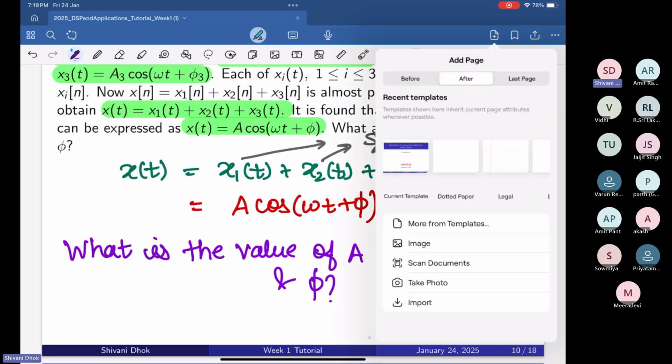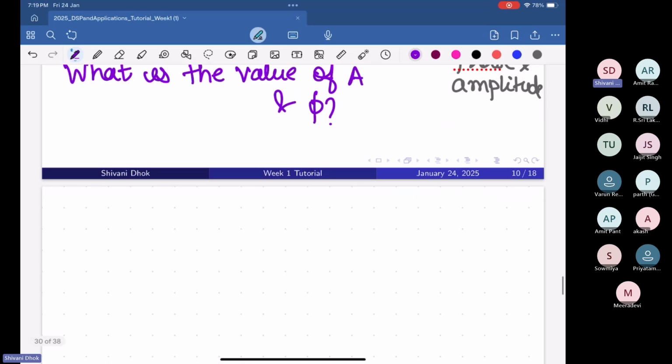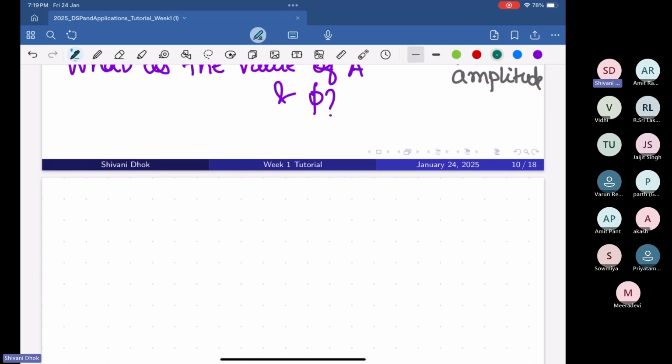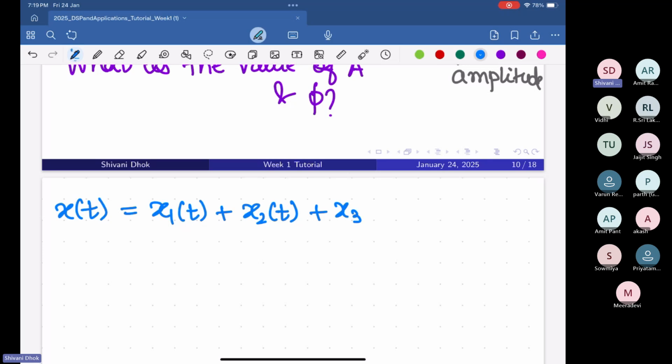Okay, for that, let us start from the basics. So we have x of t equal to x1 of t plus x2 of t plus x3 of t.